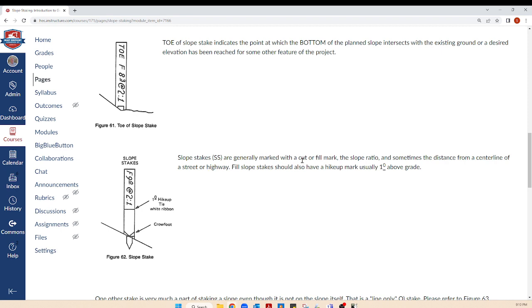Slope stakes are generally marked with a cut or fill mark. Right here, this has a fill. Fill 9 foot at 2 to 1. It'll have the slope ratio and sometimes the distance from a center line of a street or highway. Fill slope stakes should also have what's called a high cup, that's that boot, at 1 foot above grade.